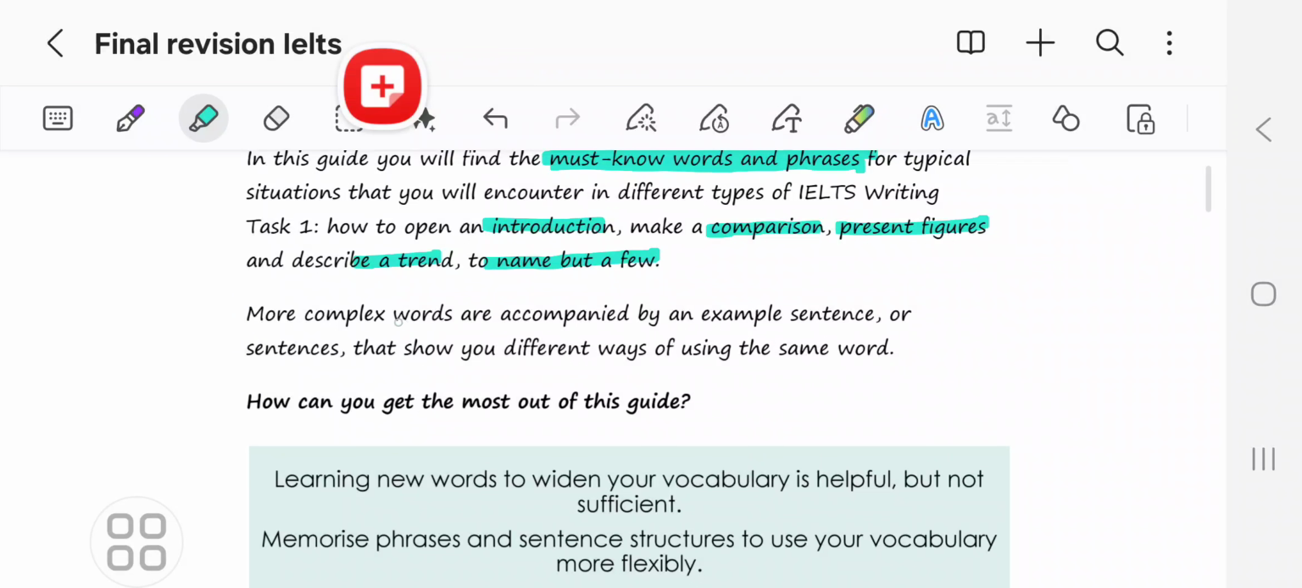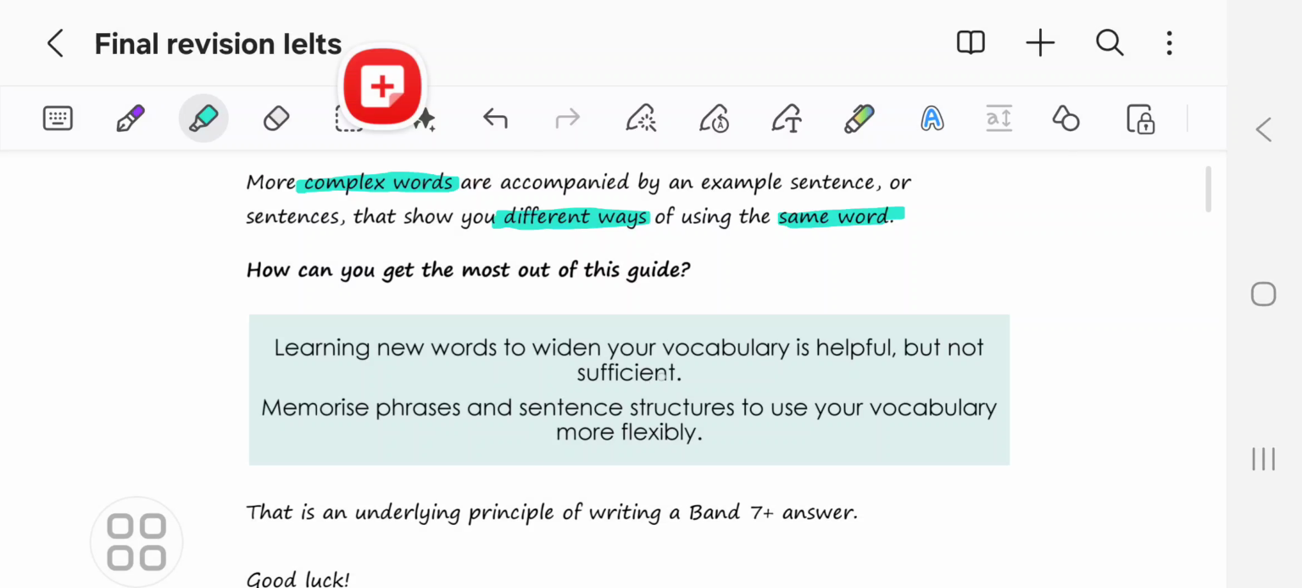Okay, so each complex word is accompanied by an example. You will memorize the word, and the example will be used by you on the question which is given to you, because the question is not going to repeat. So basically you will learn here different ways to use the same word, and that is our idea. Learning new words to widen your vocabulary is helpful but not sufficient. So besides new words, you must memorize phrases and sentence structures to use your vocabulary more flexibly. Okay, that's the idea.